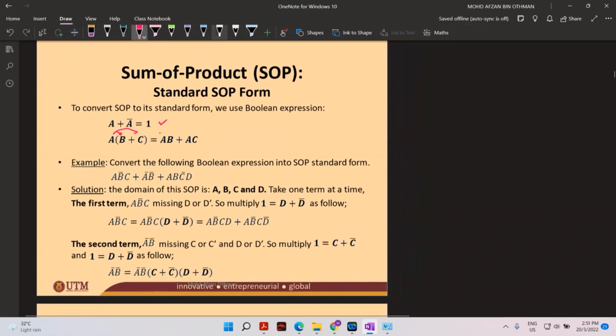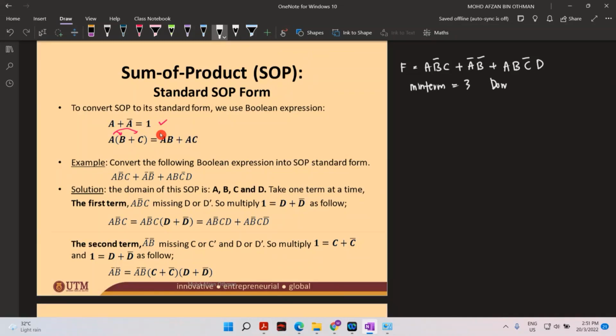Okay, example. We have examples here. Given that F = A B̄ C + Ā B̄ + A B C̄ D. Okay, so mula-mula kita identify. Ada berapa banyak min term? Ada 3 min term, ataupun product term. Domain? Domain ada 4, which is A, B, C, dan D.